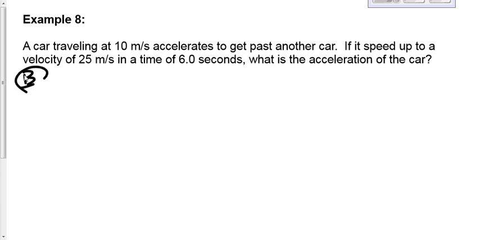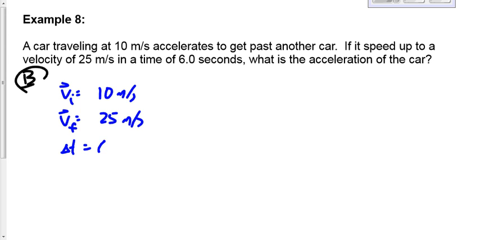Let's say that something is 10 meters per second. Something else is 25. Wait a second. How do we have 2 velocities? Let's call the first one VI, and let's call the second one VF. The initial velocity, the final velocity. I've got a time interval of 6.0 seconds, and I'm looking for the acceleration here.